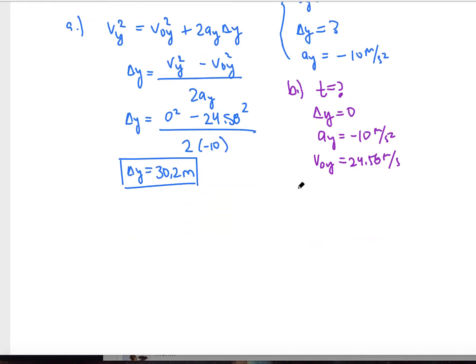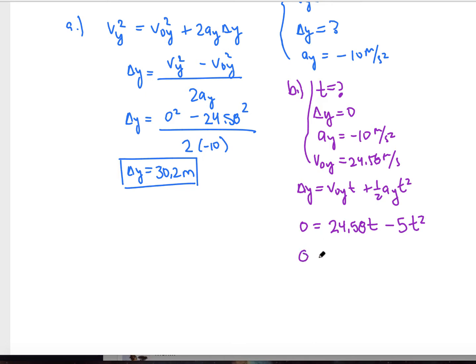Now I would like to use the second kinematic equation. So delta y is equal to v naught y times t plus 1/2 my acceleration in the y times t squared. Substituting some values, I have 0 is equal to 24.58 times t, and then minus 5, because that's negative 10 times 1/2, times t squared. So this is easy to solve. I can factor out t, and I have t times (24.58 minus 5t).